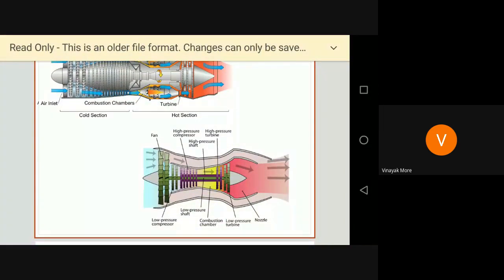I request the participants to keep the audio off so that the disturbance will be less.